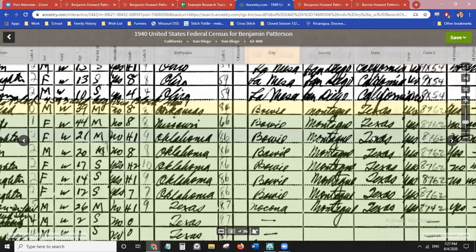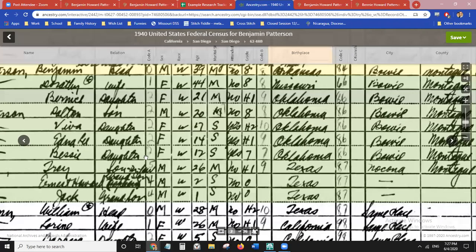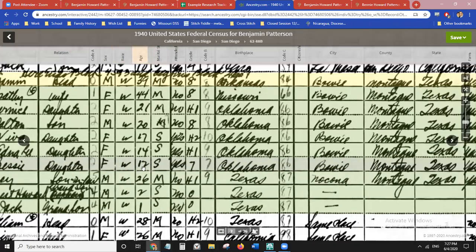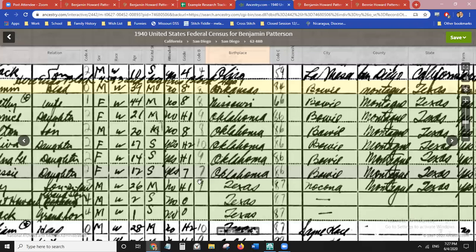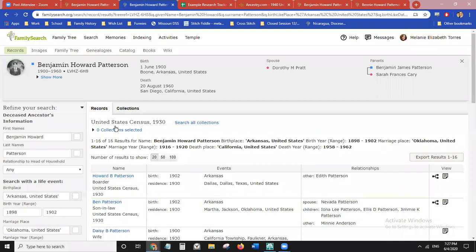So I'm going to look for him in Texas first, and then maybe possibly Oklahoma or Arkansas, because that is where the family began and where the children were born. If we look at the youngest daughter, Bessie, she was 12. In 1928, it said that she was born in Oklahoma. So in 1928, they were in Oklahoma, and in 1935, they were in Texas. So I'm going to look in Oklahoma and Texas.